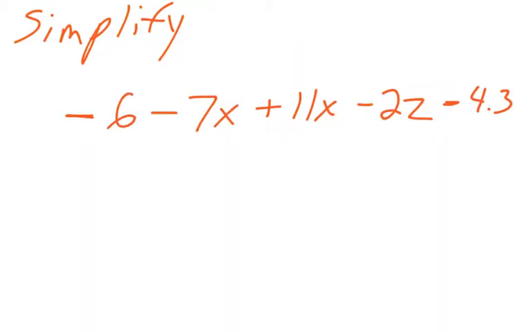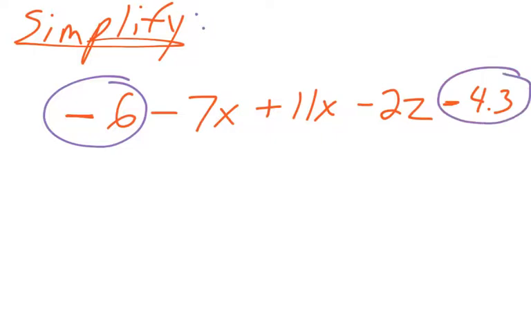So let's look at another one. We have negative 6 minus 7x plus 11x minus 2z minus 4.3. If any time I'm going too fast, just stop the video. All right? So we look to identify our like terms since there's no parentheses. So first we'll start with the numbers. We have a negative 6, and do we have any other constants? Well, we do. Negative 4.3.